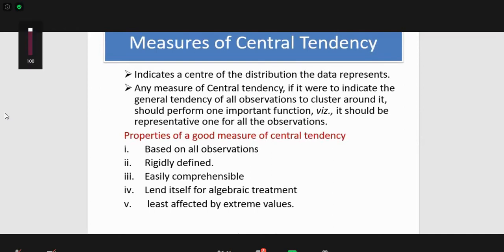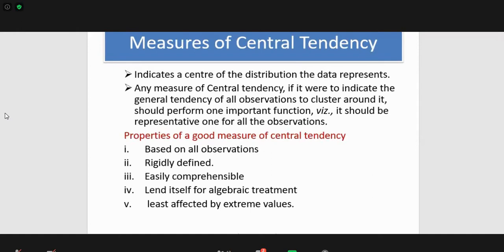It indicates the center of the distribution the data represents. That means it will give you a single value, and around that single value, the whole of the data set will exist. So any measure of central tendency indicates the general tendency of all observations to cluster around it. The single value which we will calculate, all the observations will cluster around it.